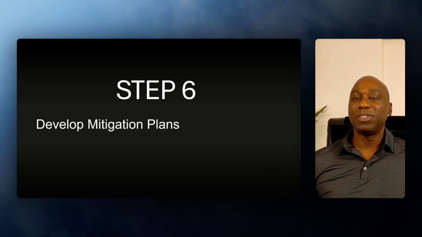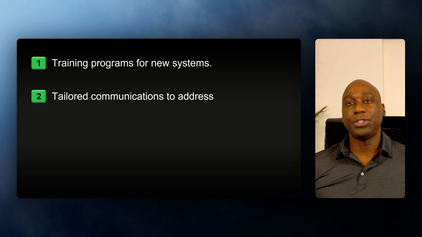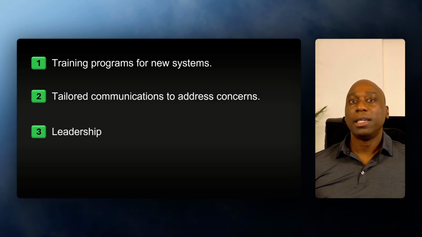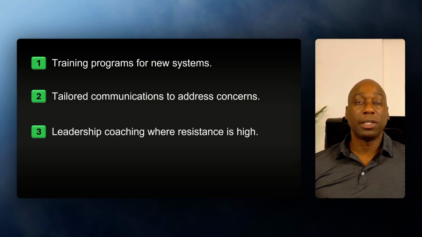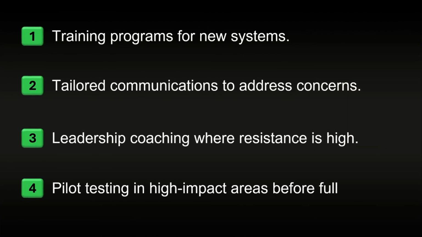Step number 6 involves developing change impact assessment mitigation plans and action items. Once the impacts are understood, you will want to create targeted change management plans. And these plans can include training programs for new systems and technologies, tailored communications to address concerns, leadership coaching, especially where resistance is high, and pilot testing in high impact areas before full rollout.